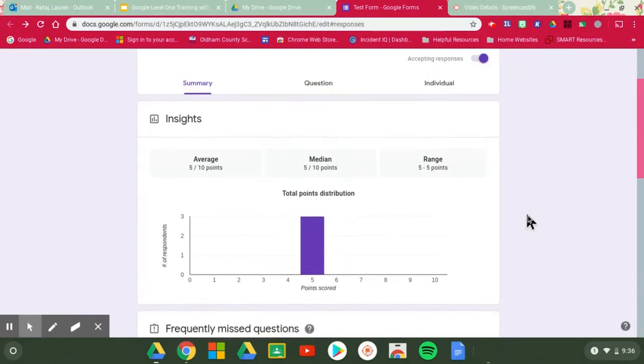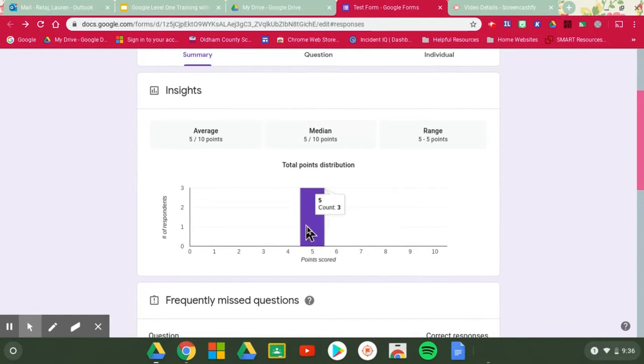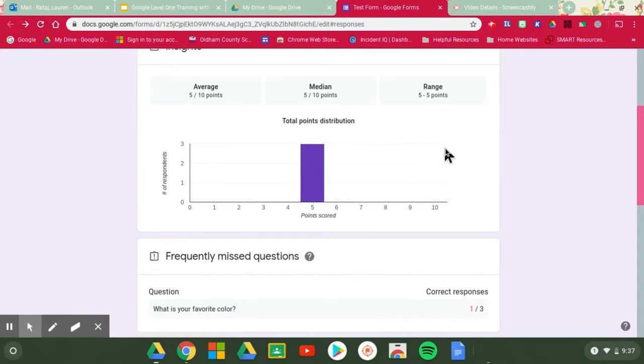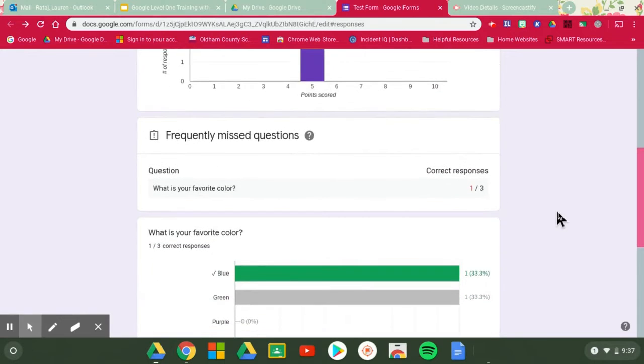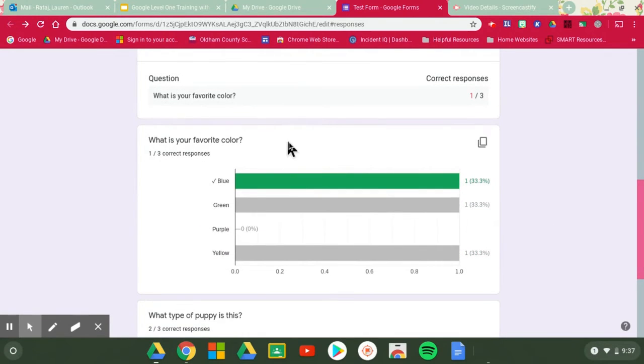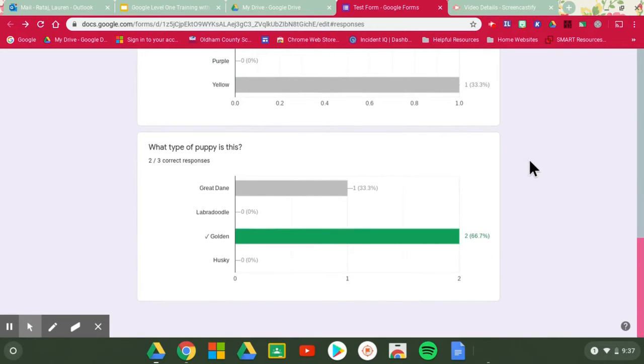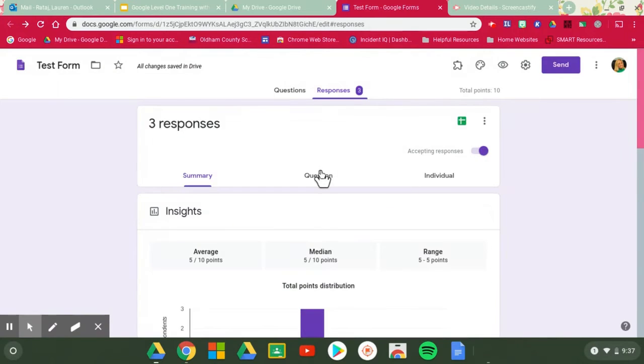Here under summary, as you can see, it gave me a nice little chart of how many people have taken it. And since I put on points, I can also see what their scores were. Then it goes down to exact questions, and I can see quickly one person got it correct that their favorite color should be blue. It makes this nice chart for me and gives me percentages, great things to share with people. You can copy the chart and do things with it. So it's very helpful.